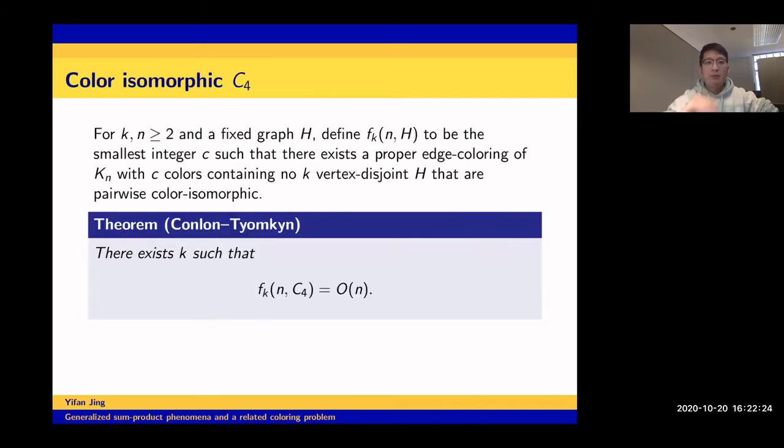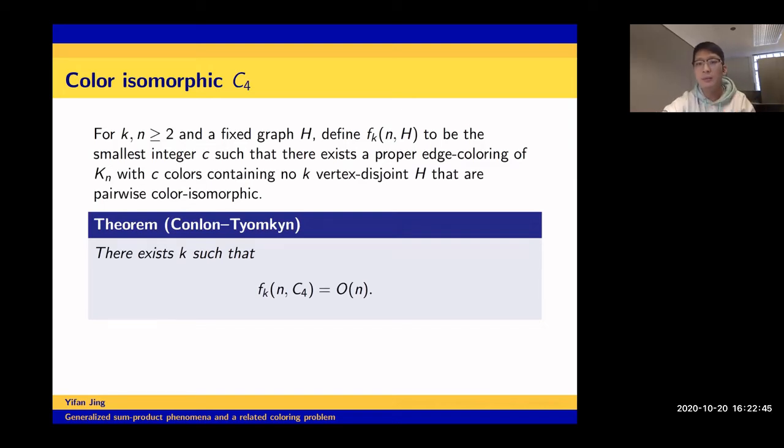And then we can study this as a generalized version of the Turán number. For any fixed graph H, we define f_k(n, H) to be the smallest integer C such that there exists a proper coloring of Kn with C colors containing no k vertex-disjoint copies of H that are pairwise color isomorphic.